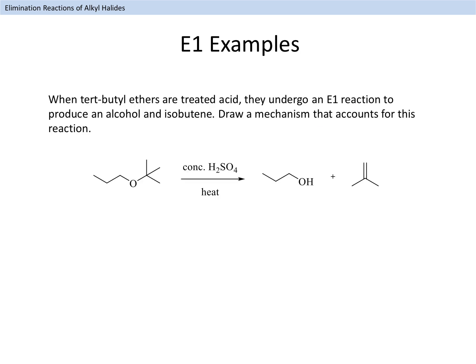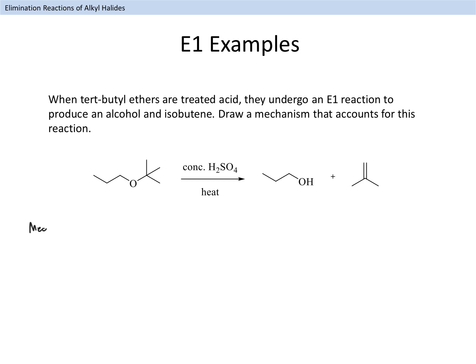One of the most common uses of E1 reactions is in the deprotection of tert-butyl ethers. Protecting groups are essential tools in organic synthesis, used to temporarily mask a functional group to prevent it from reacting under certain conditions. In the context of alcohols, a protecting group like a tert-butyl ether can be used to shield the hydroxyl group during a reaction, allowing other parts of the molecule to react without interference. Once the desired transformations are complete, the protecting group is removed to regenerate the original alcohol.